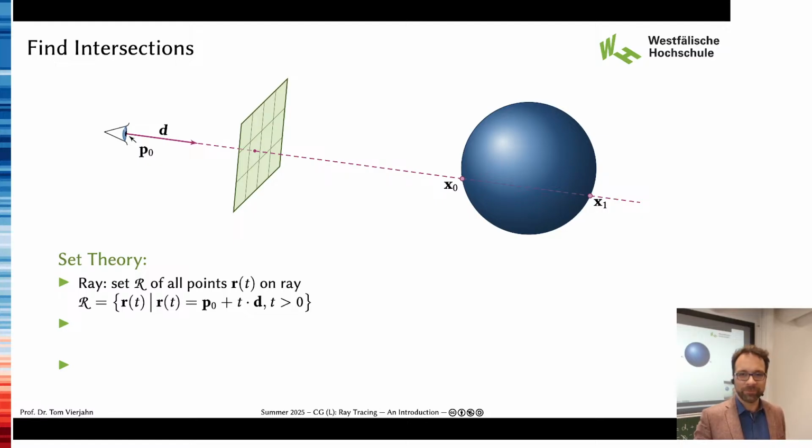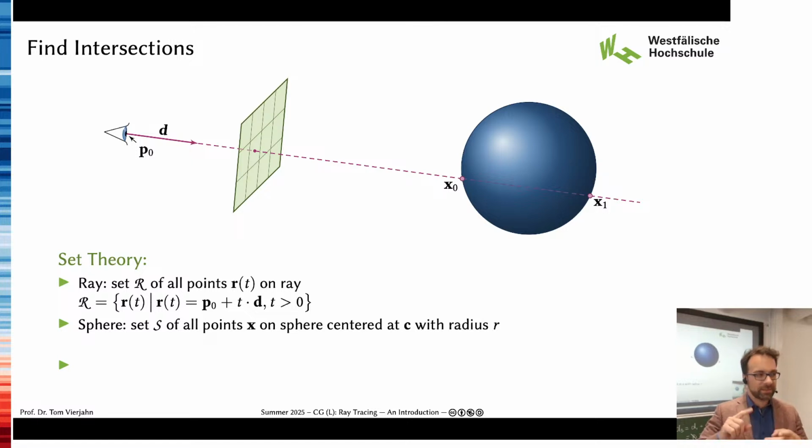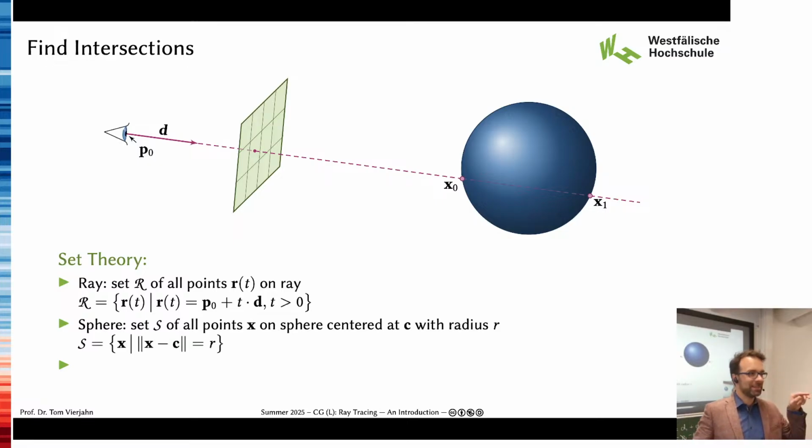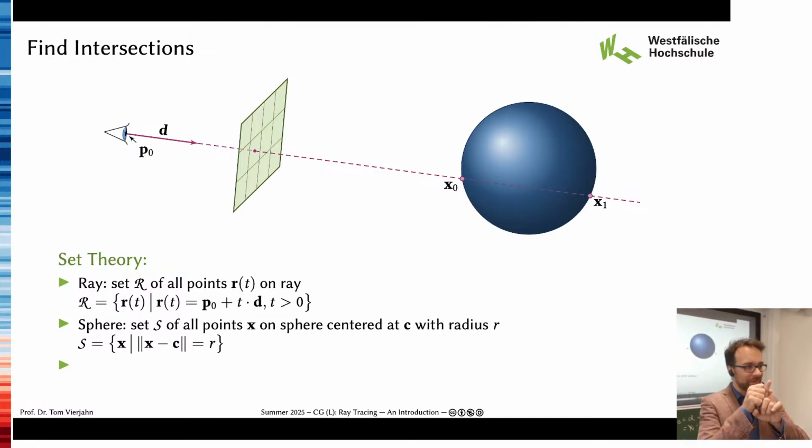What is the sphere? You said it already. The sphere is the set, let's call it S, of all points x on the sphere centered at C with radius r. And you can write this down. The set S equals, curly braces, all the points x for which the distance from x to C is r. Okay?